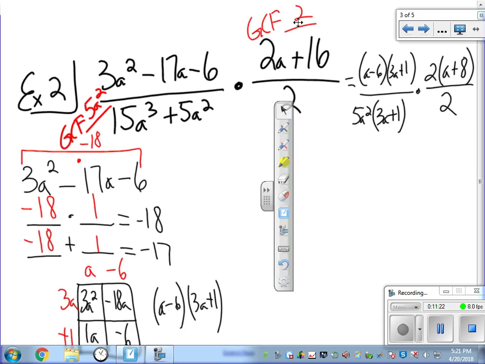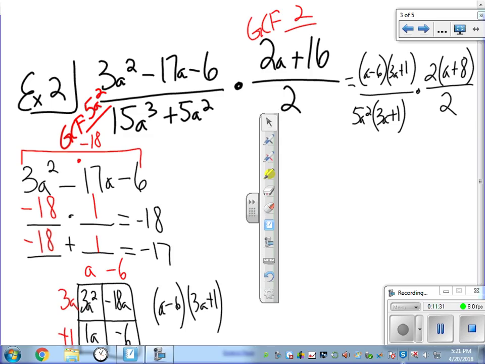So what did I take out? I took out the GCF of 2, and that left a plus 8. And then the downstairs of that second fraction was just a number. Okay, nothing to really do with that. Now, this is where you get to go in, like I've said before, like Han Solo or Yoda with a lightsaber, and we're just going to start canceling stuff that's common.